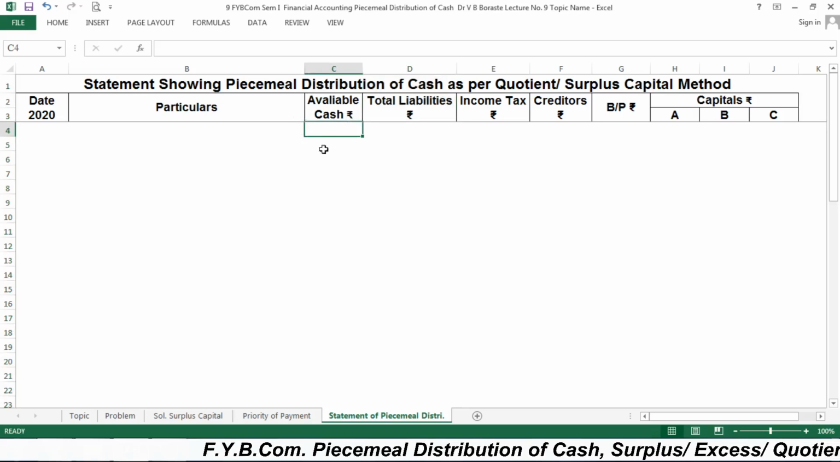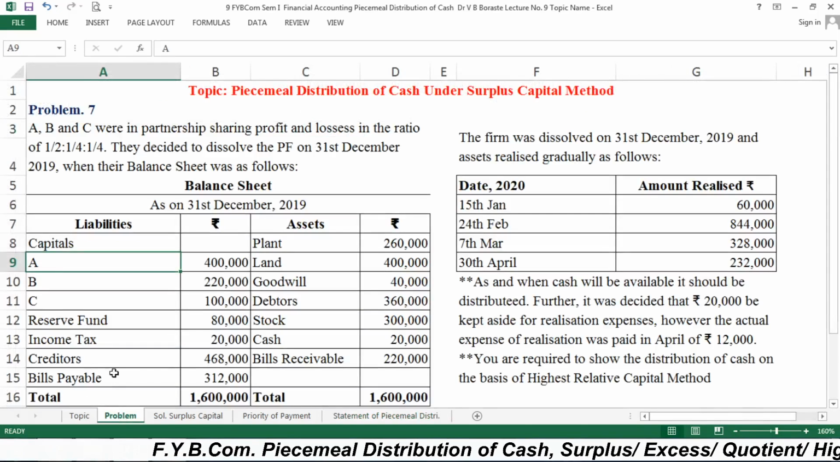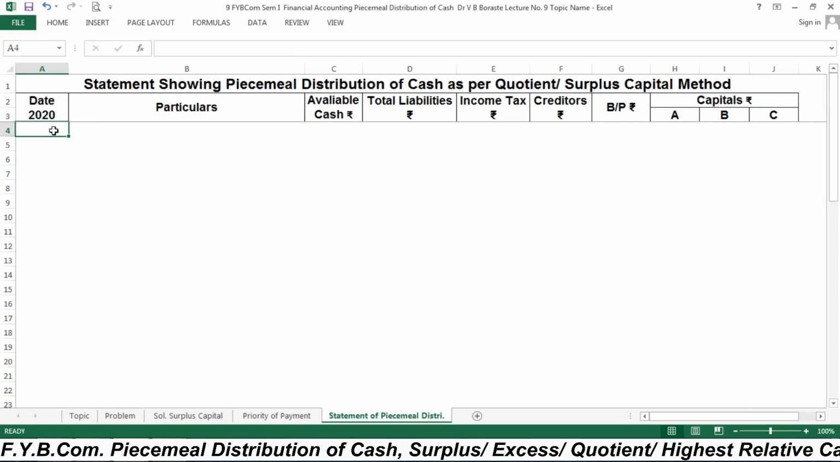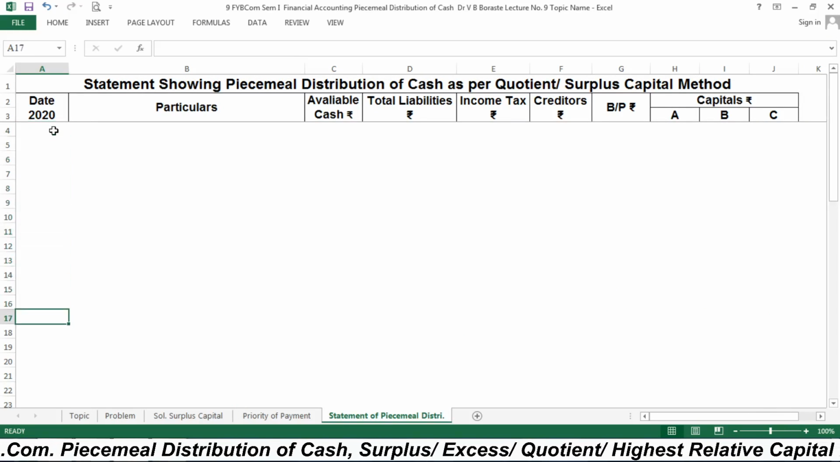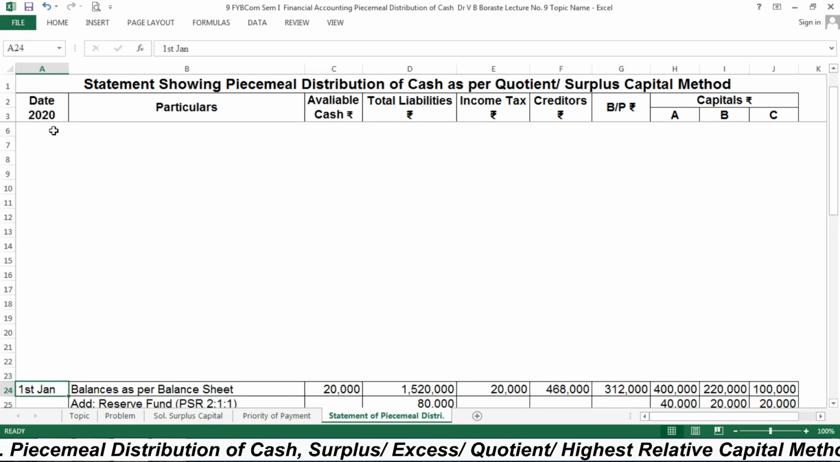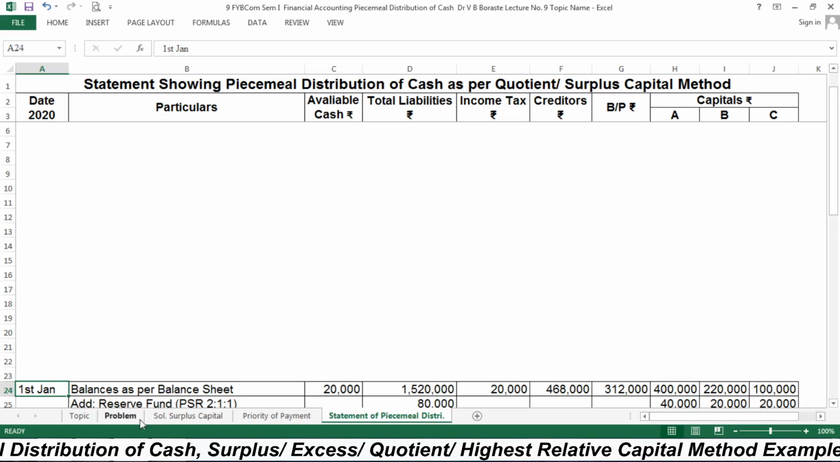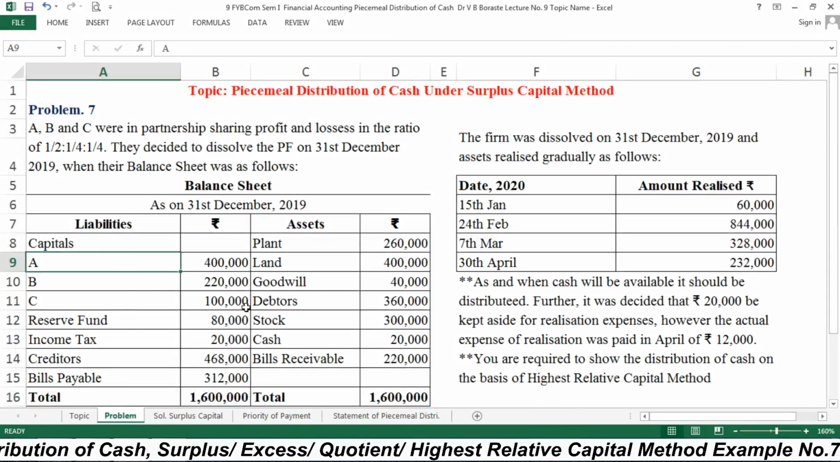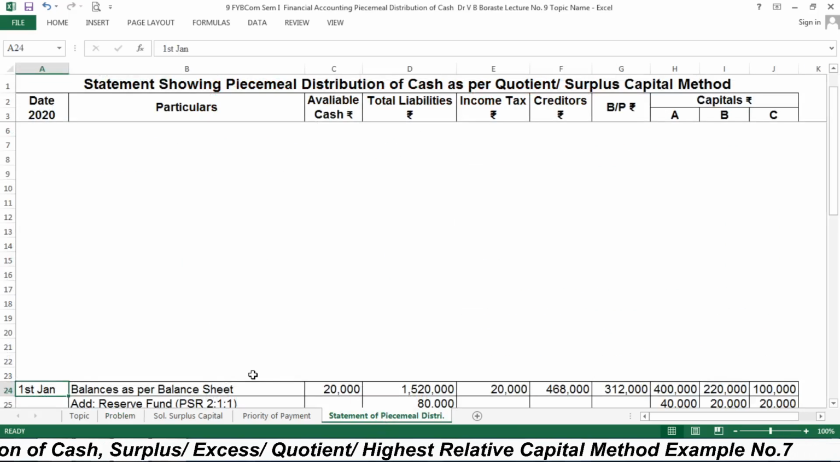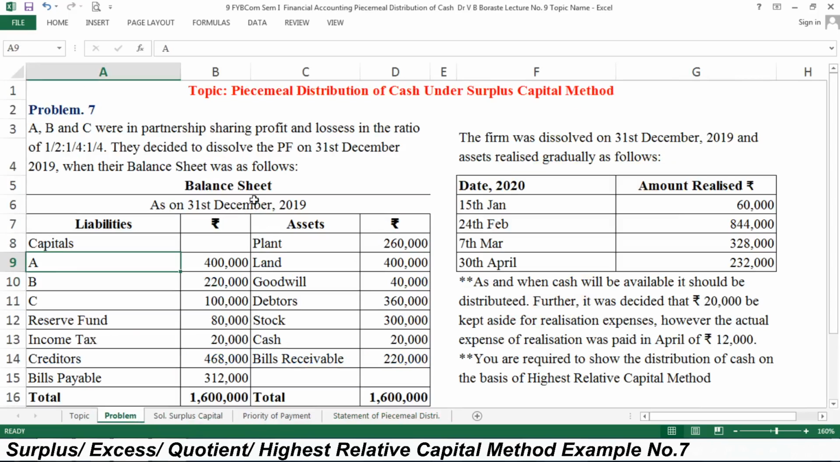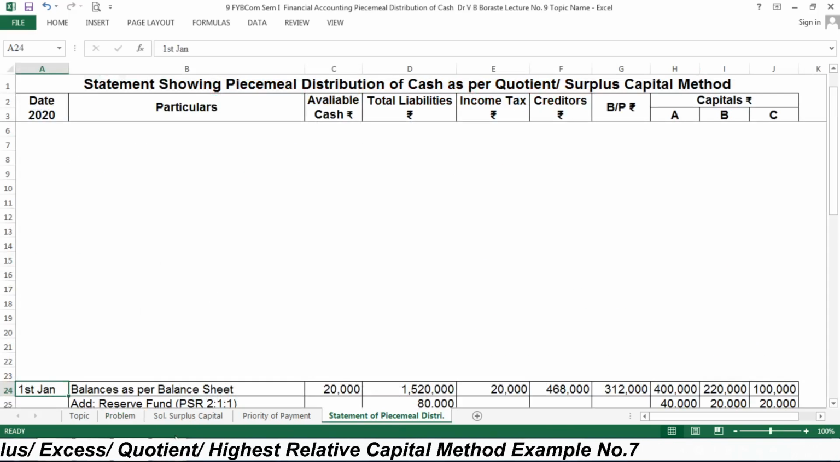With this we have the available cash which is given in our balance sheet, that is, on the last day of our balance sheet 20,000 we have as cash in hand. So just solve the problem step by step. So first one is balance as per balance sheet. The balance sheet is given on 31st December 2018. So on the very next day, 1st January 2019, we have a balance of cash rupees 20,000.